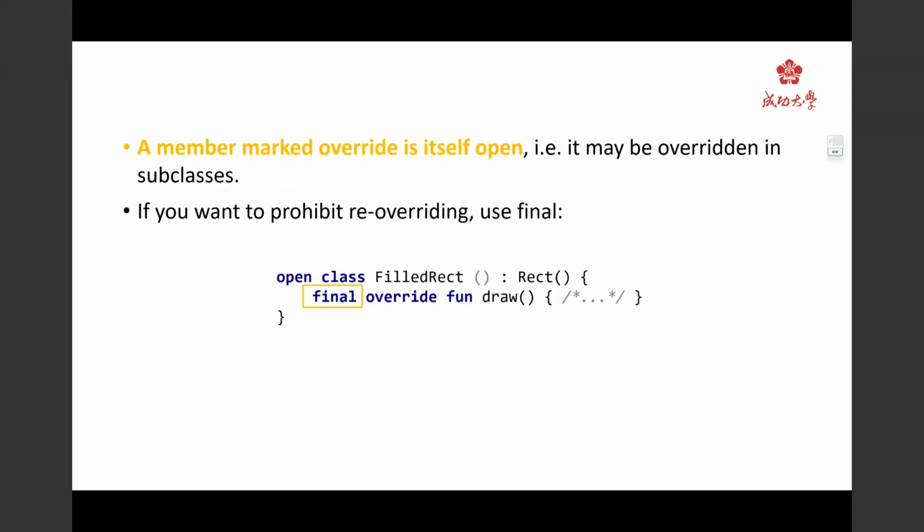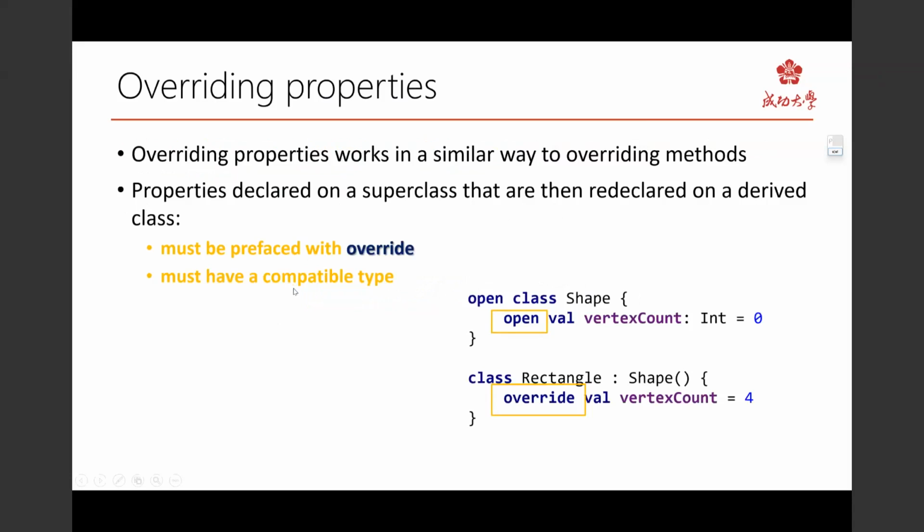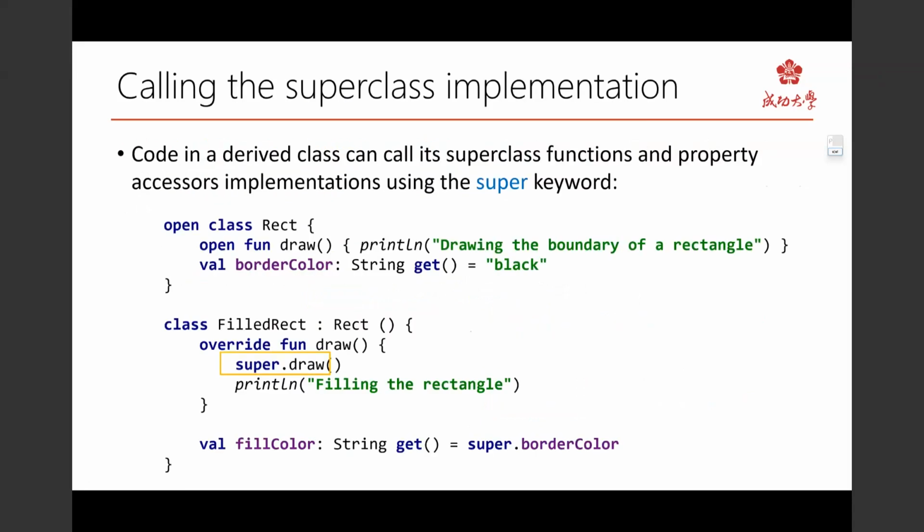We can mark a member function final, as shown on the slide. If you mark a function as final, then it cannot be overridden by subclasses. So this is what the final keyword means. The open keyword and override keyword also work the same way for properties. It's very simple, I'll simply leave it for you to read.